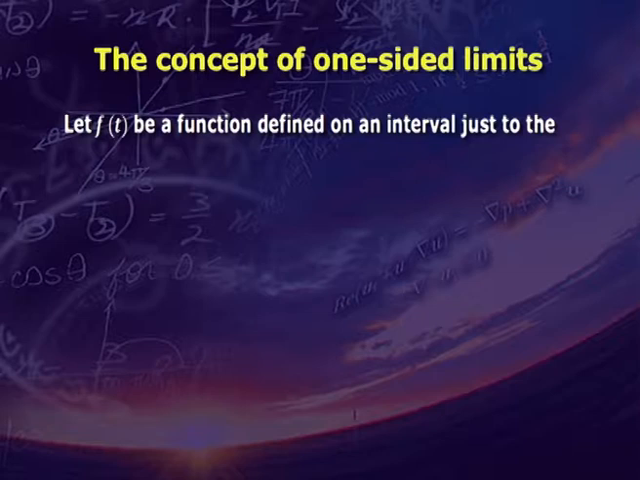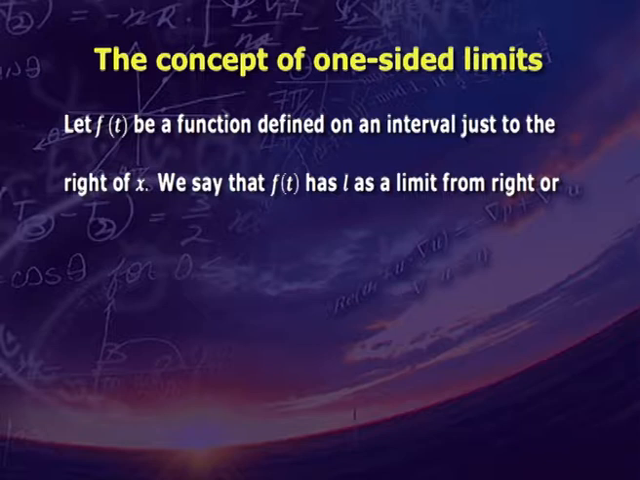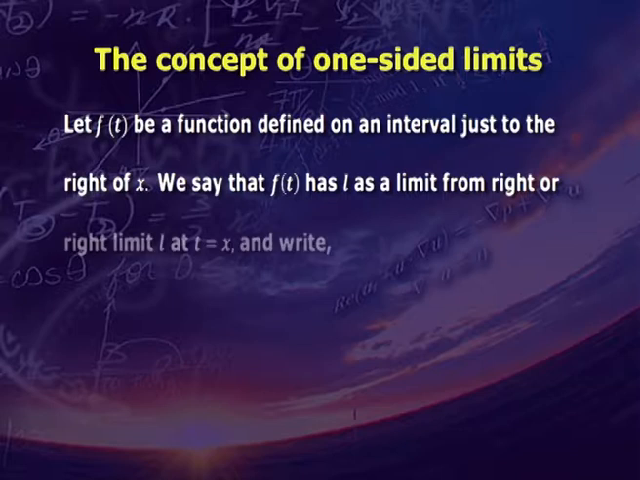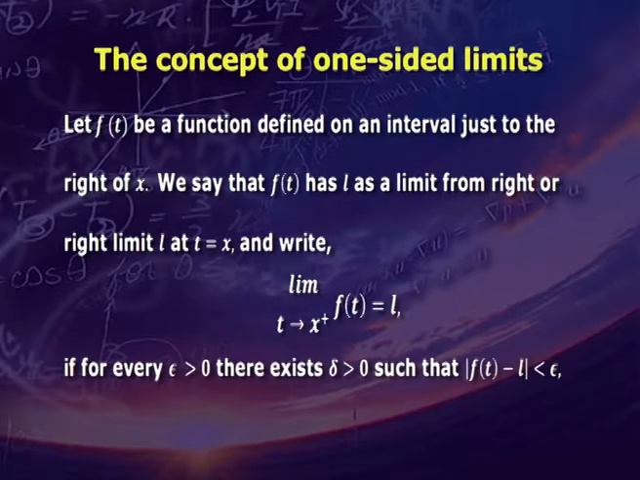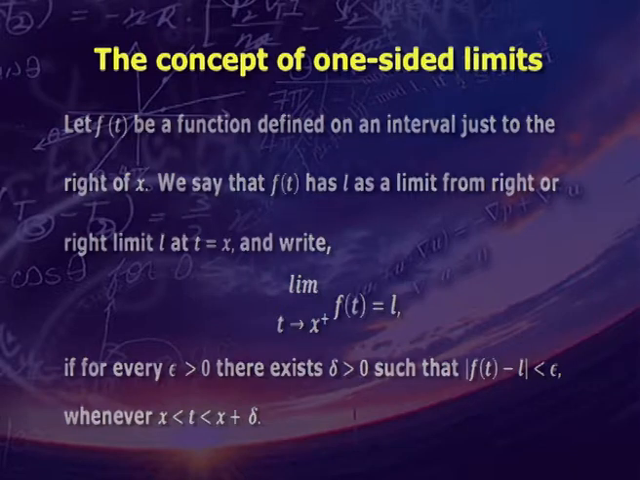Let f(t) be a function defined on an interval just to the right of x. We say that f(t) has L as a limit from the right, or right limit L, at t equal to x, and the right limit of f(t) as t goes to x plus equals L, if for every epsilon greater than 0 there exists delta greater than 0 such that |f(t) - L| is less than epsilon whenever t is greater than x and less than x plus delta.